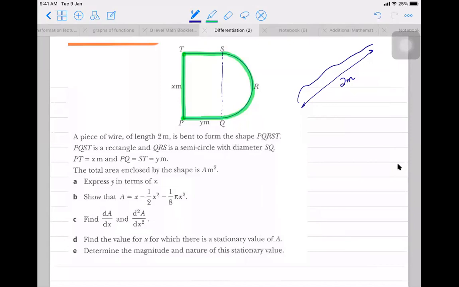The length PT is given to you as X, and PQ and ST are given to you as Y, since it's a rectangle. So this is going to be Y, and the diameter of the semicircle is also going to be X meter. The total area enclosed by this shape means the area of the rectangle plus the area of the semicircle. The first part says express Y in terms of X. To find Y in terms of X, we are going to use the information given in the question first. The length of the wire is 2 meter and this was bent to form this shape, so the perimeter of this shape must be equal to 2 meters.